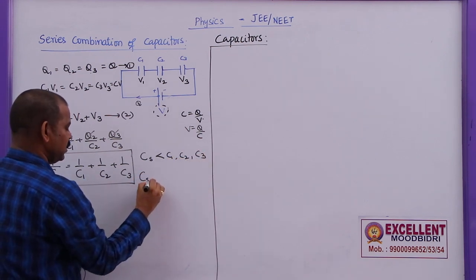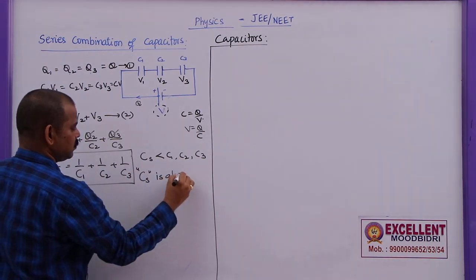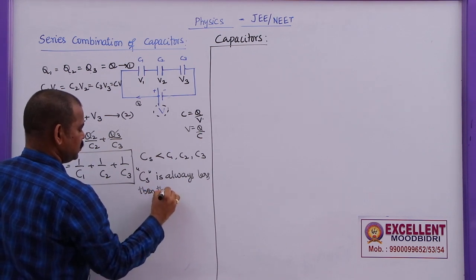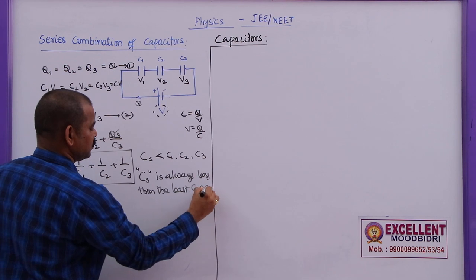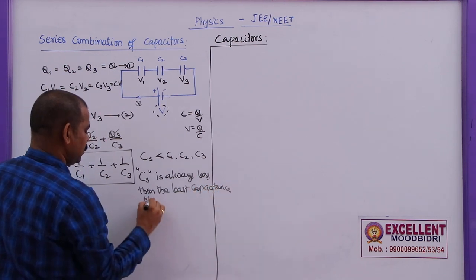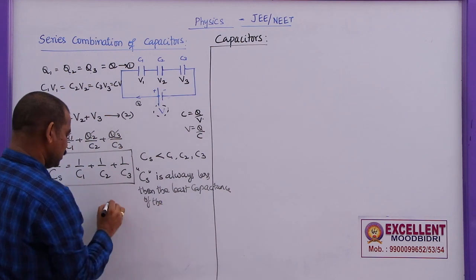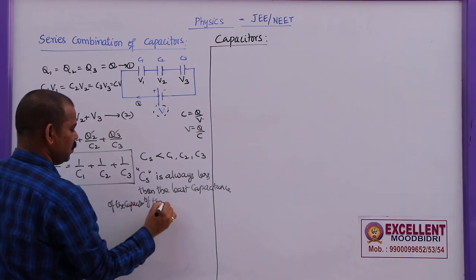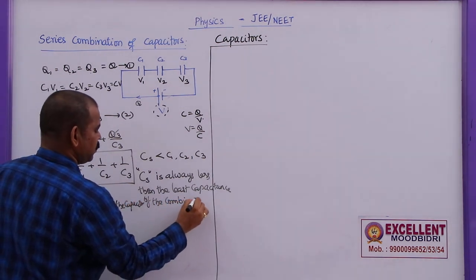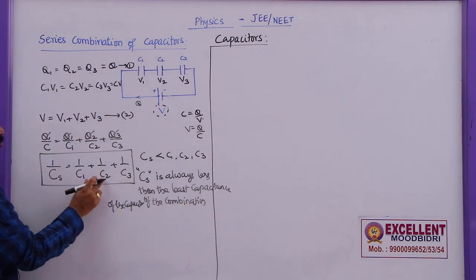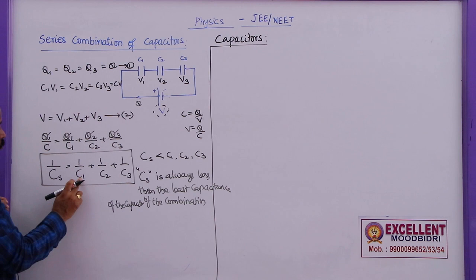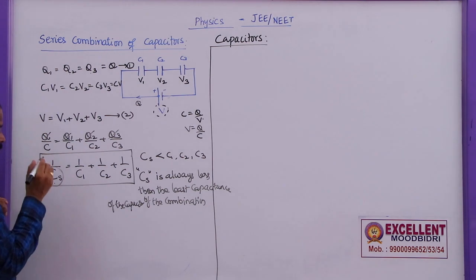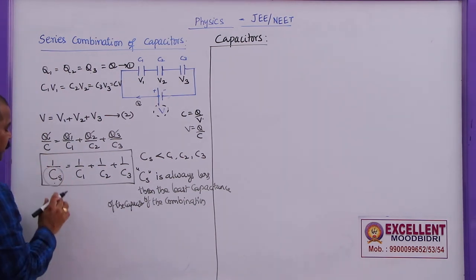That is, CS is always less than the least capacitance of the combination. So, in a combination, let us say the individual capacitors are 2 farad, 3 farad, 4 farad. This value is always less than 2. The least one is 2. So, this is always less than 2. So, this is the capacitance of this combination.